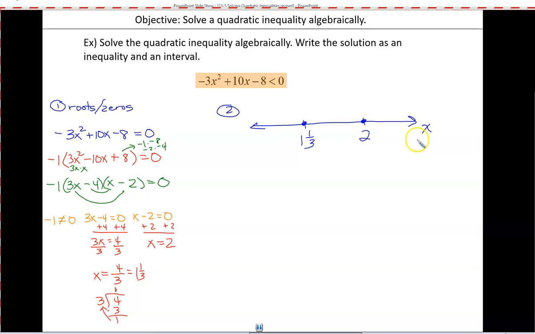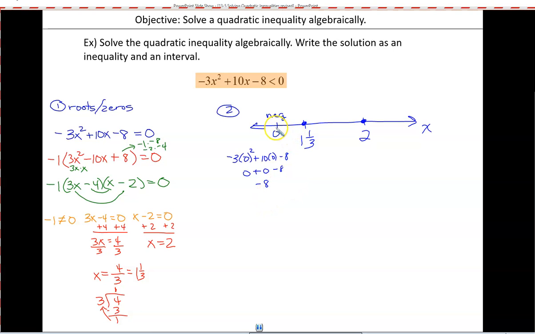One you can do by calculation. So find where 0 is on this number line, which would be over here somewhere. Plug it into your quadratic. So we have -3 times 0 squared plus 10 times 0 minus 8, which is 0, plus 0 minus 8, which is -8. Oh, that's a negative number. So this left section is producing negative numbers.